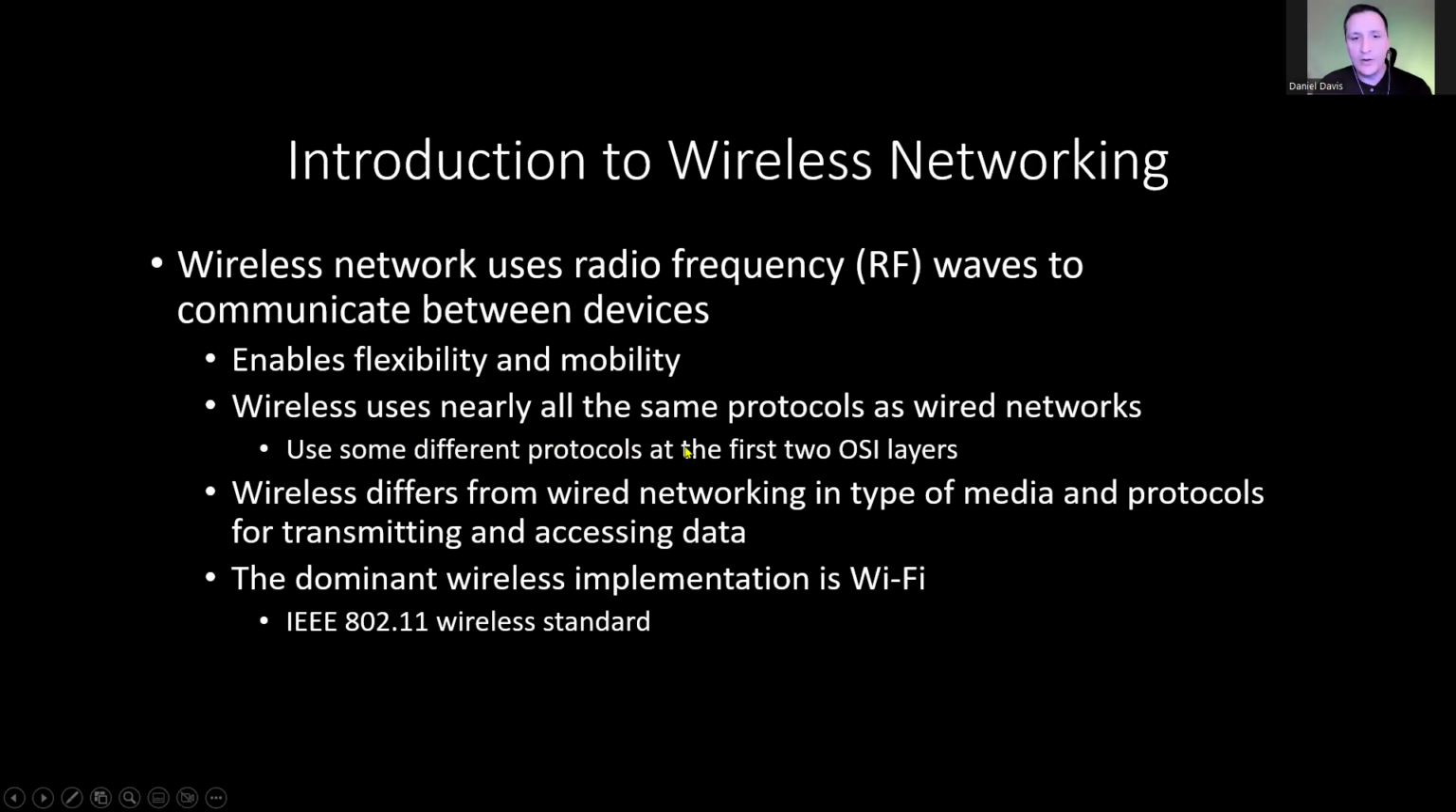Wireless uses nearly all of the same protocols as wired networks. The main difference comes in the first two layers of the OSI model. Wireless differs from wired networking in types of media and protocols for transmitting and accessing data.